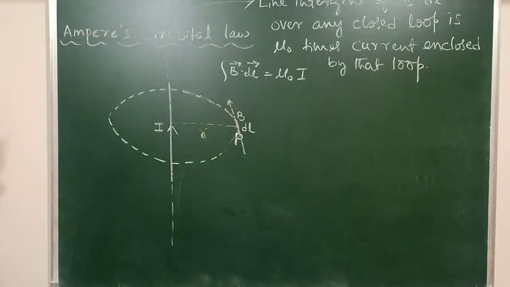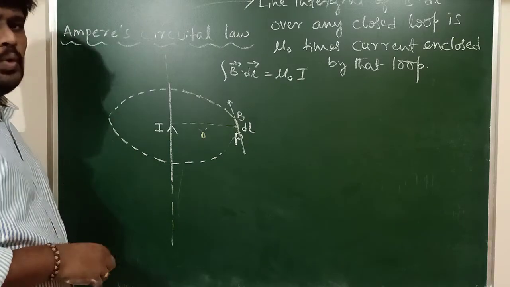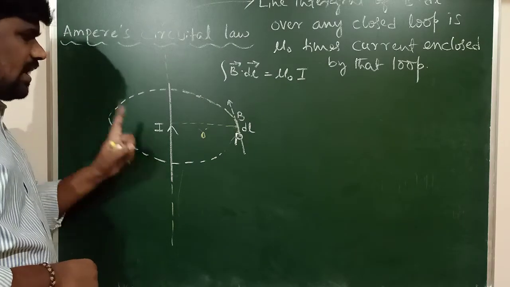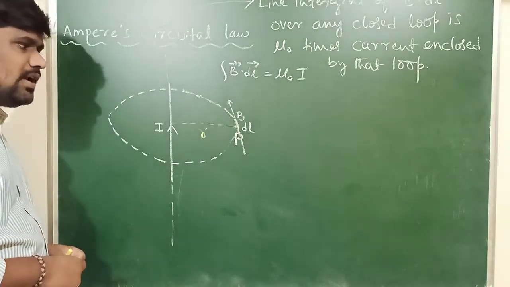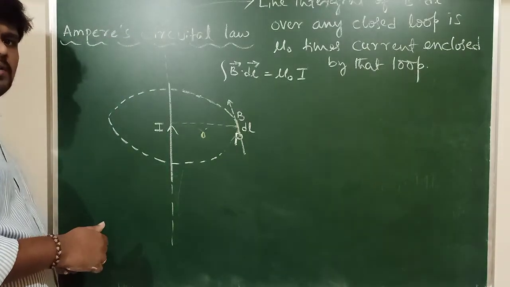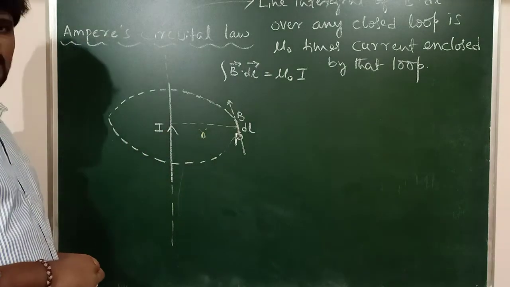Then what is the direction of the magnetic field? As per the right hand clasp rule, the direction of the magnetic field is along the tangent to this loop.